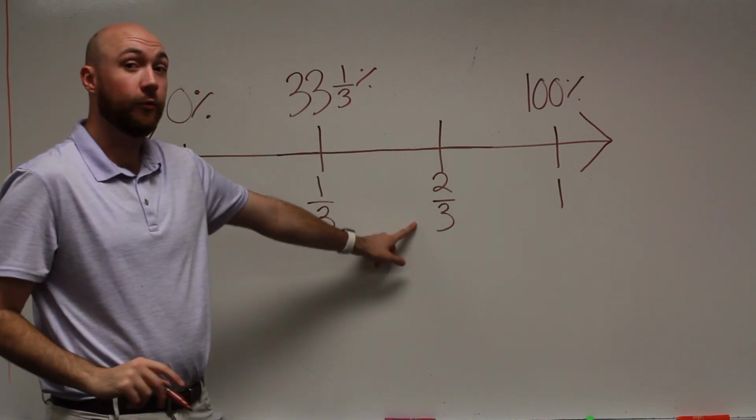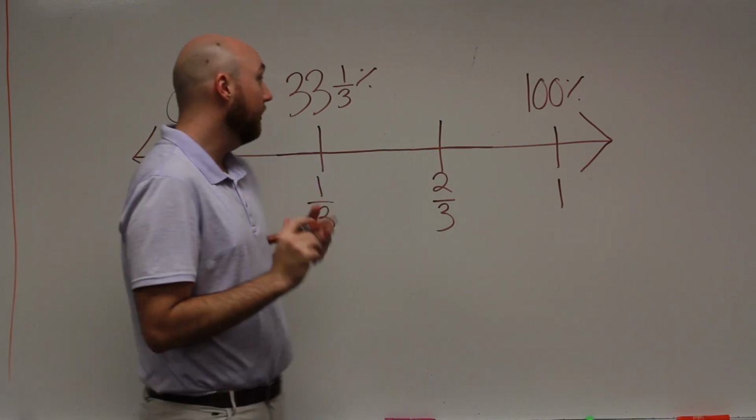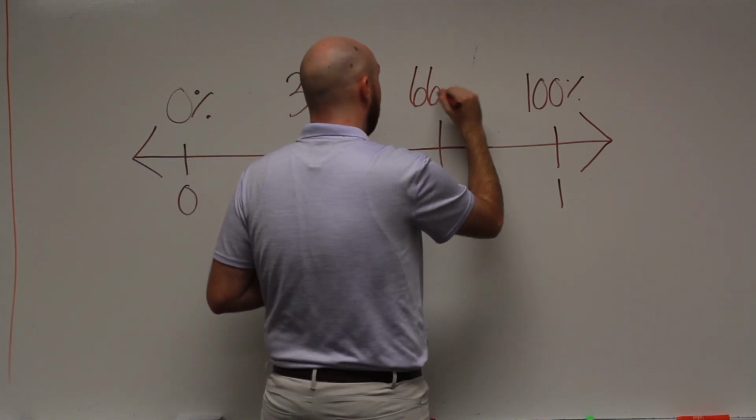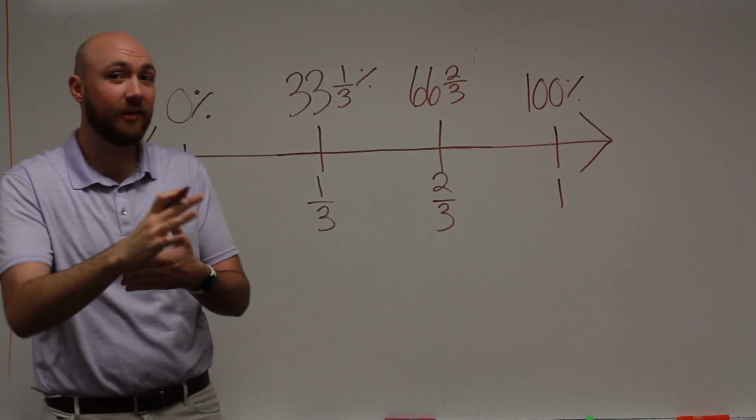Okay, same thing with 2/3. You're going to get it repeating, but it's going to be with 6s this time. Okay, so we're going to have 66 and 2/3%. Why 2/3? Because that 6 is still repeating.